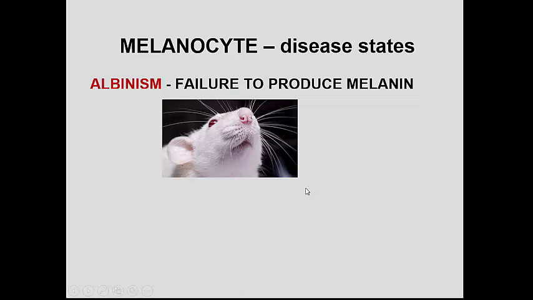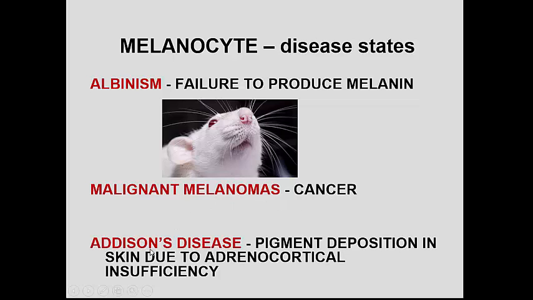If you don't have melanin, if you fail to produce that, that's albinism. That's the rats that we see, which are albino. The red that we see there is really blood that we see. Malignant melanoma, the cancer, we don't want it. And then Addison disease, also pigment distribution. So you have different pigmentation associated with adrenocortical insufficiency.